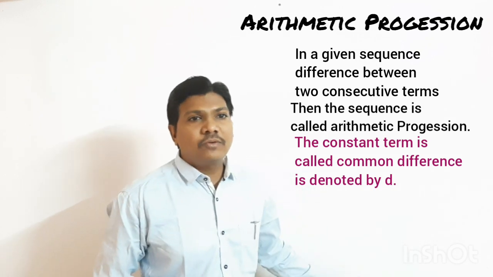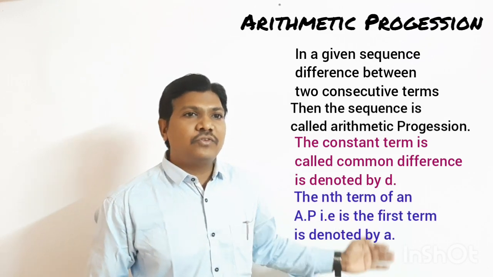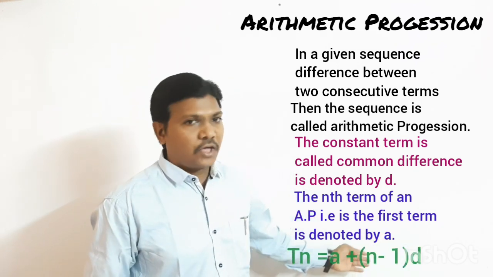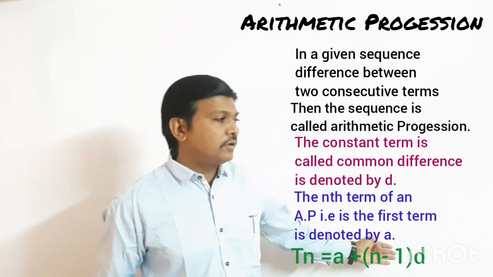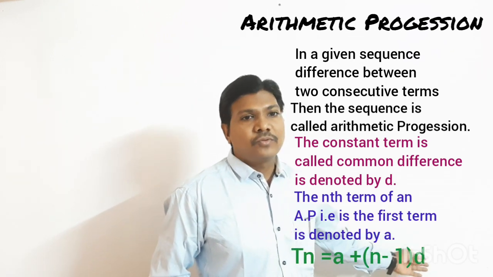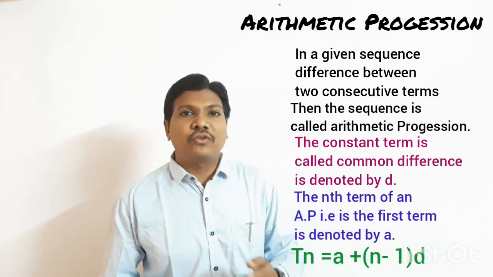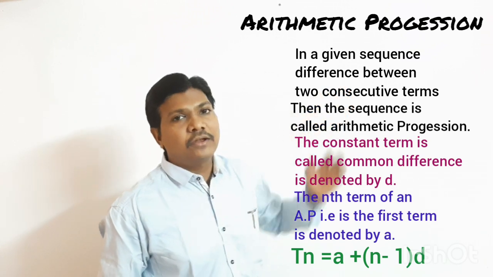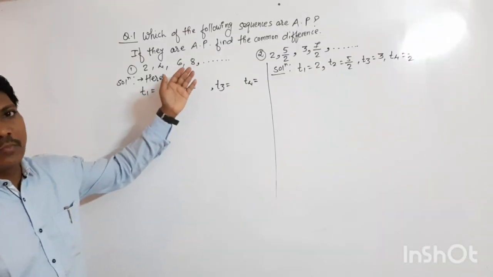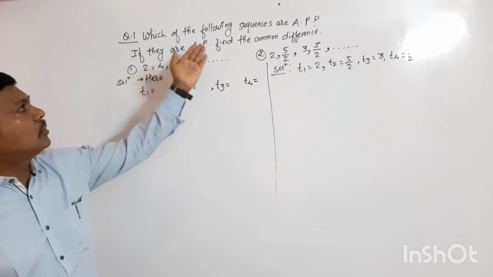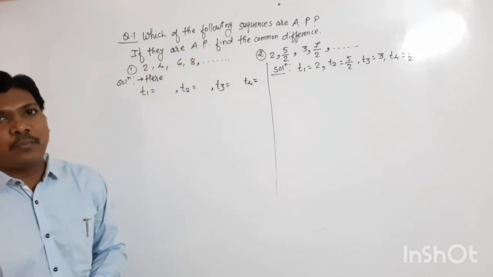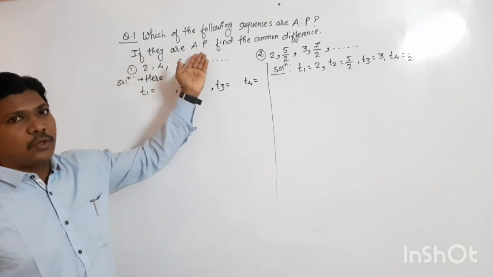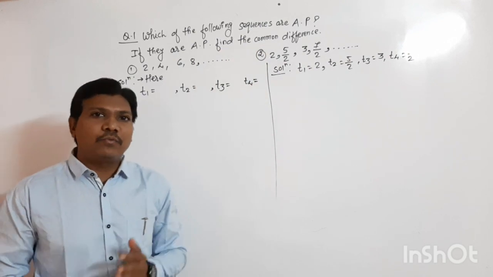The nth term of an AP with first term a and common difference d is given by Tn, the nth term. That is our formula: a plus, in brackets, n minus 1, into d. So let's see the first practice set. Practice set 3.1: which of the following sequences are AP, that is arithmetic progressions? If they are AP, find the common difference.